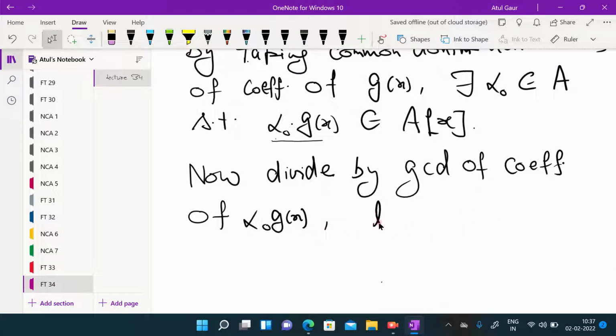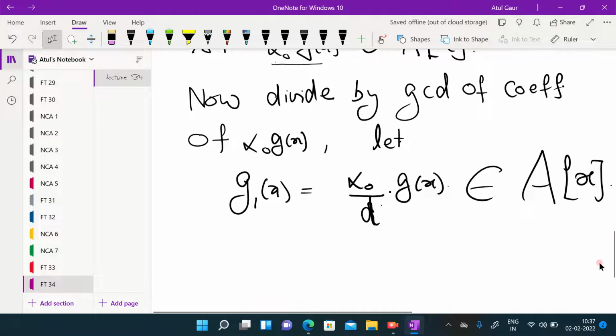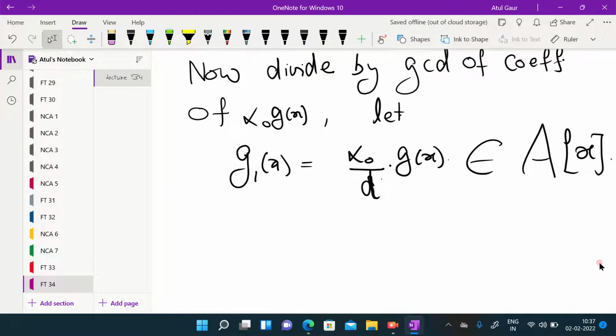So let's say g1(x) will be alpha naught mod d into g(x). Now this is a primitive polynomial in A[x]. Is that fine? Is this all right to you?